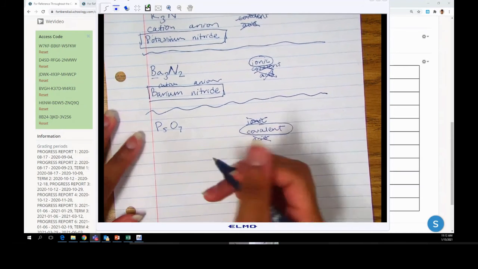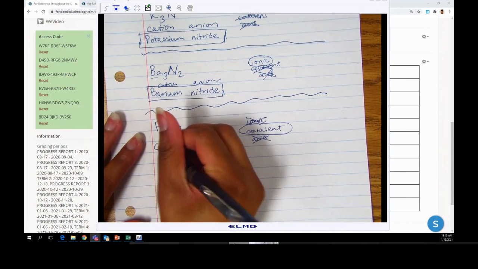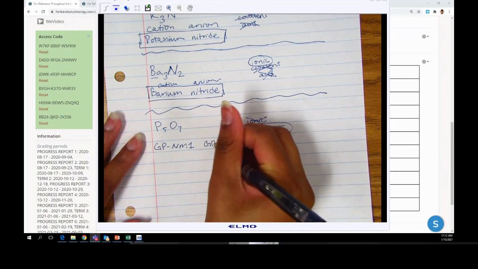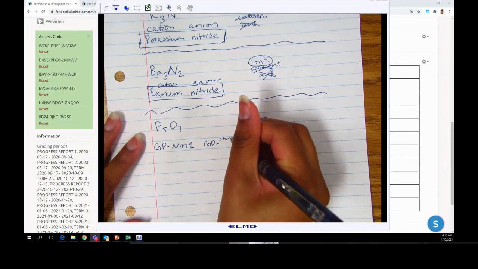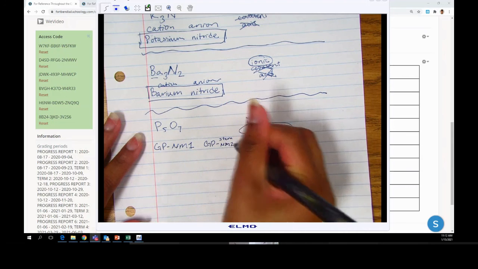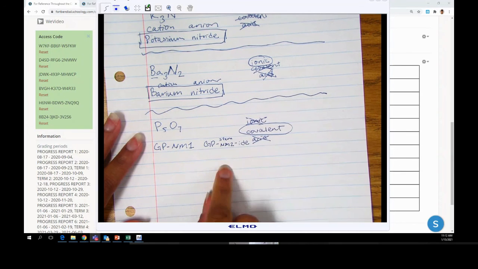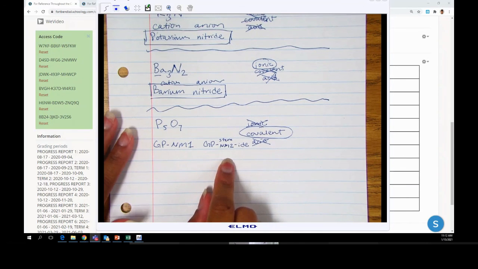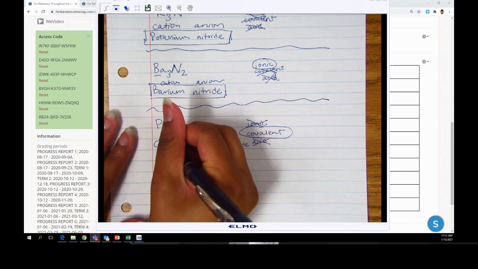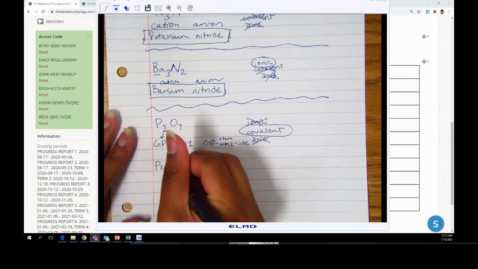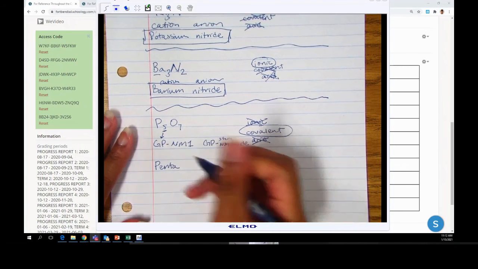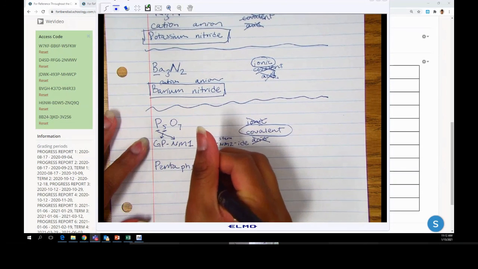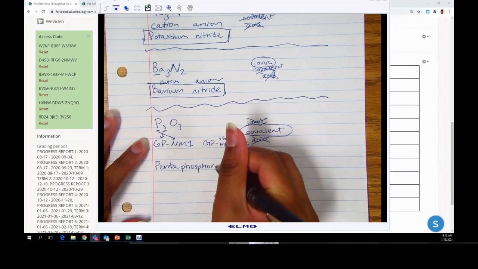Now we have to name it. Our format, of course, was Greek prefix, then the first nonmetal's full name, another Greek prefix, the stem name of our second nonmetal, and we end with "ide." The Greek prefix for 5 is penta, like a pentagon. The name of the nonmetal, P, that's phosphorus.